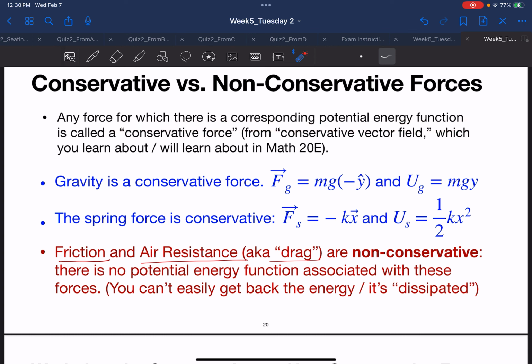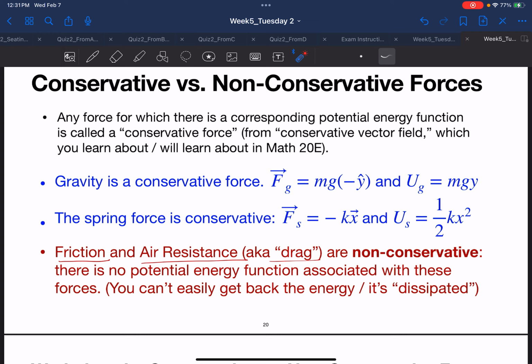conservative force. And as mentioned in class, both gravity and spring force are conservative forces. So for gravity, our force of gravity is equal to mass times the acceleration due to gravity in the downward direction. And the potential energy function corresponding to this force is mgy.